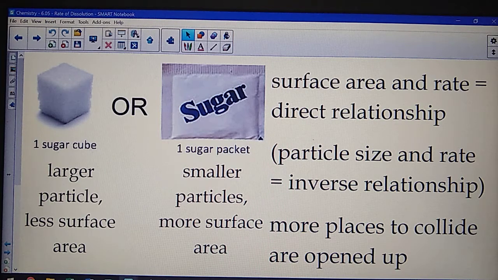That means surface area and rate are a direct relationship. More area, more contact places means faster dissolving. When you open up more places to collide, you get a faster rate of dissolving. The bigger the particle, the smaller the surface area, and therefore the slower the rate, so particle size and rate are inverse. You want something to dissolve faster, you grind it up first. Same rule basically as reacting.